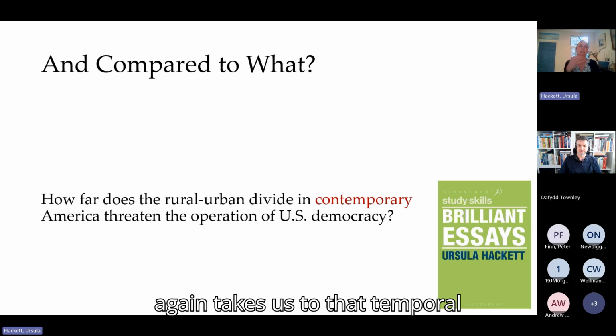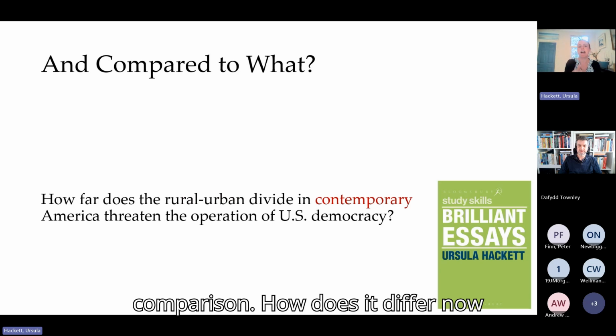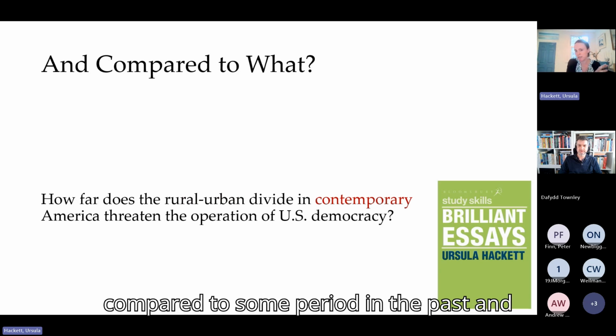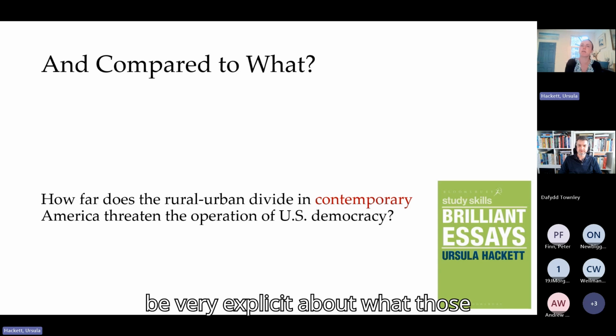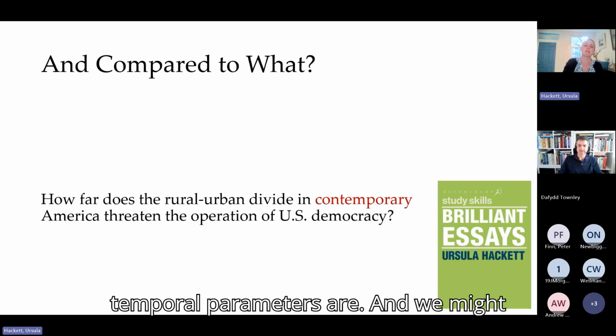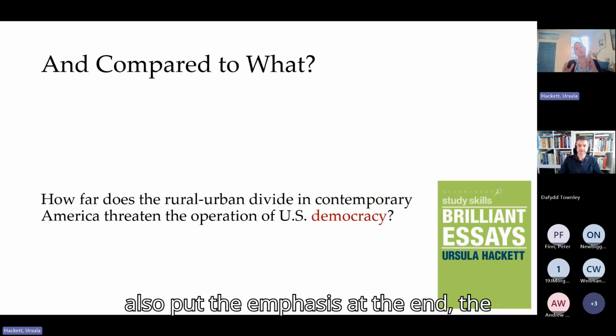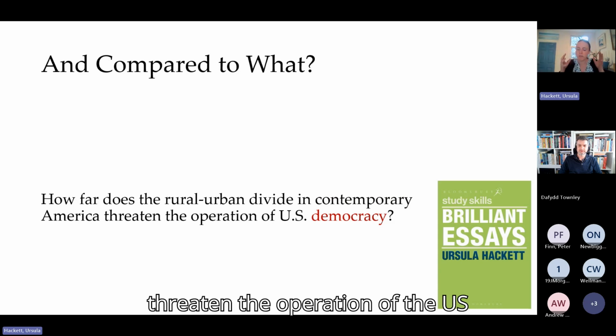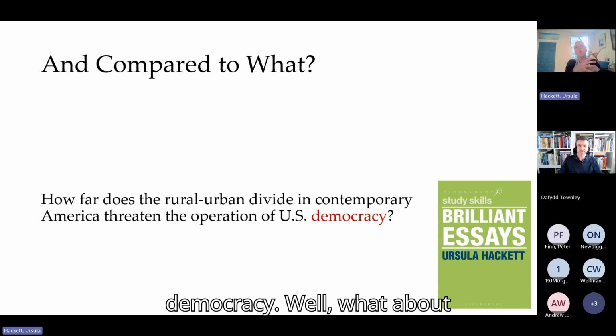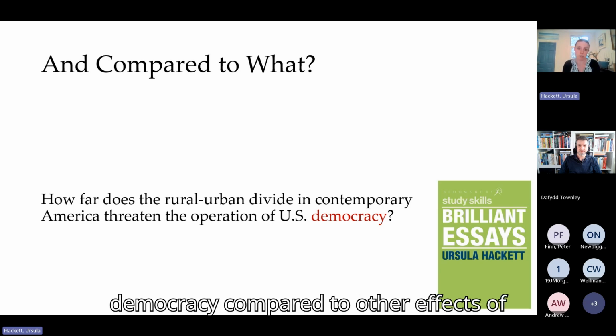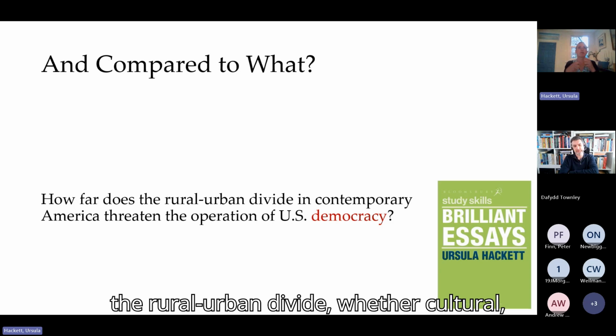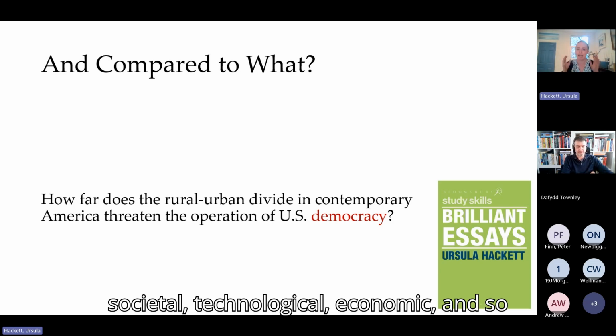Contemporary, again, takes us to that temporal comparison. How does it differ now compared to some period in the past, and be very explicit about what those temporal parameters are. And we might also put the emphasis at the end, the threat and the operation of US democracy. Well, what about thinking about the effect of the rural-urban divide with respect to democracy compared to other effects of the rural-urban divide, whether cultural, societal, technological, economic, and so on?